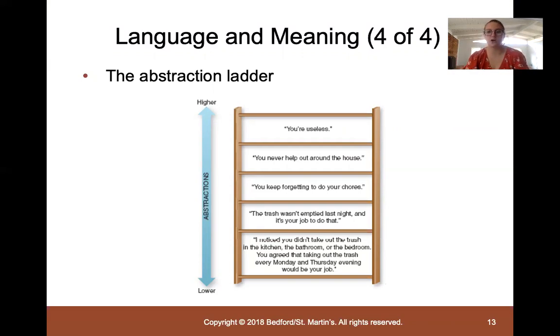And the most concrete example is I noticed you didn't take out the trash in the kitchen, the bathroom, or the bedroom. You agreed taking out the trash every Monday and Thursday evening would be your job. So that is the less abstract way of getting at what exactly it is you're trying to communicate. And oftentimes we're very abstract without even realizing it, right? Like sometimes we're frustrated and we try to communicate that frustration through "you're useless," the person that we're telling you're useless to may not have a fully fledged understanding of what it is that we're trying to communicate because we're being so abstract.